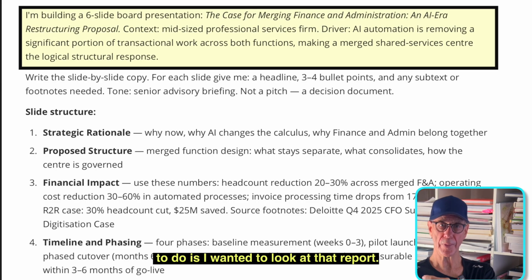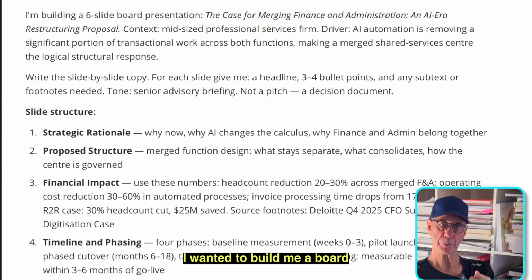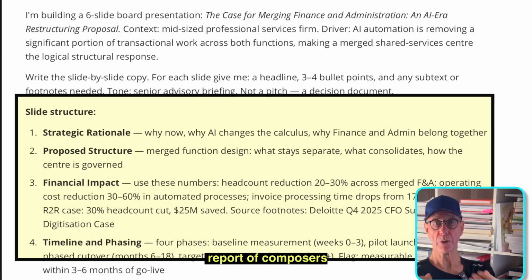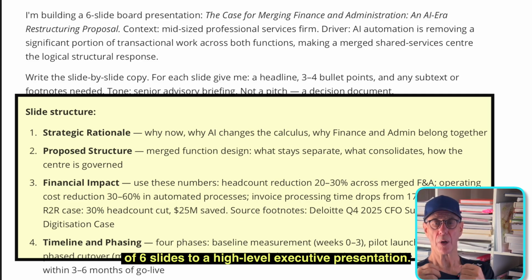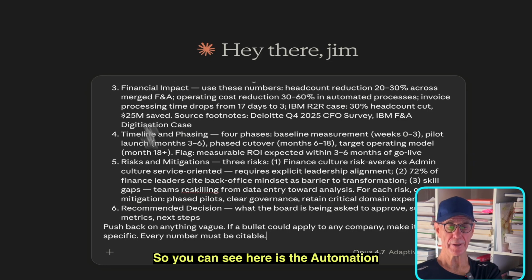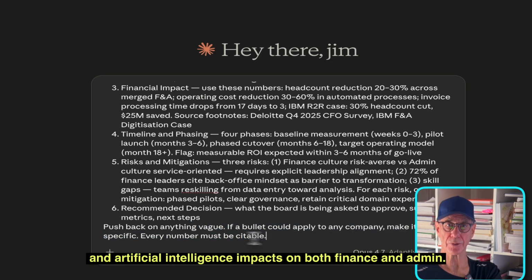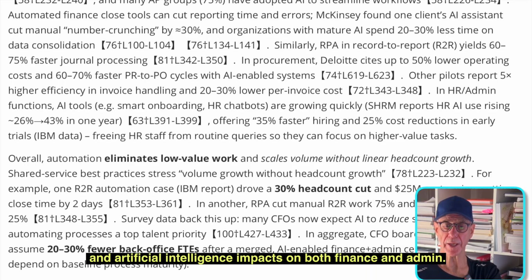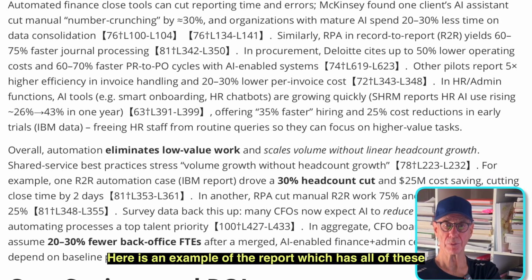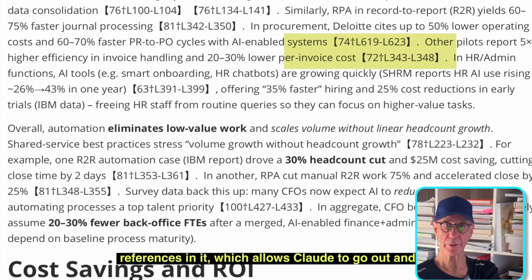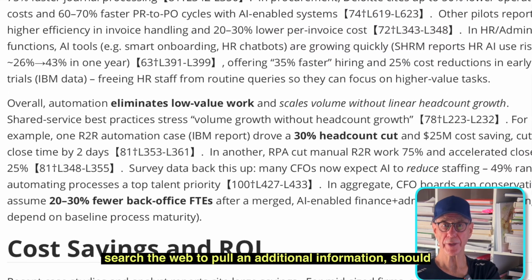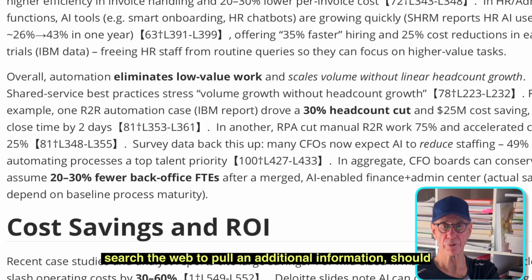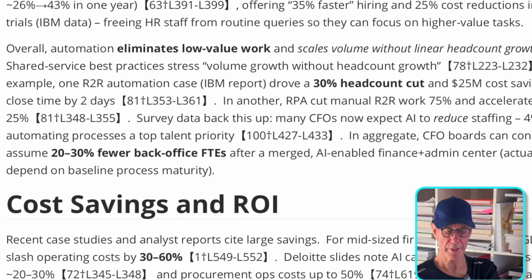I want it to look at that report. I want it to build me a board report composed of 6 slides, a high-level executive presentation. So you can see here is the automation and artificial intelligence impacts on both finance and admin. Here is an example of the report which has all of these references in it, which allows Claude to go out and search the web to pull in additional information should it feel that it needs to.